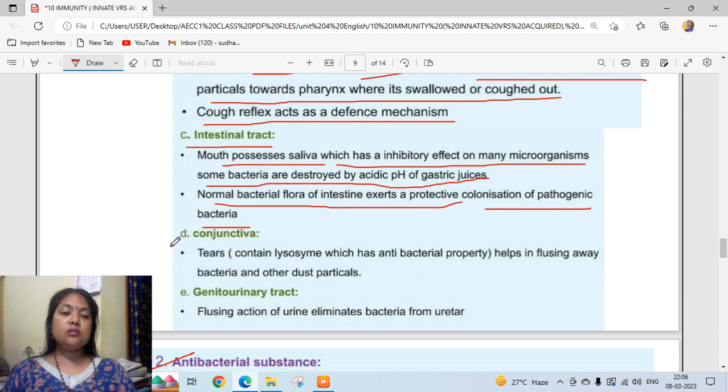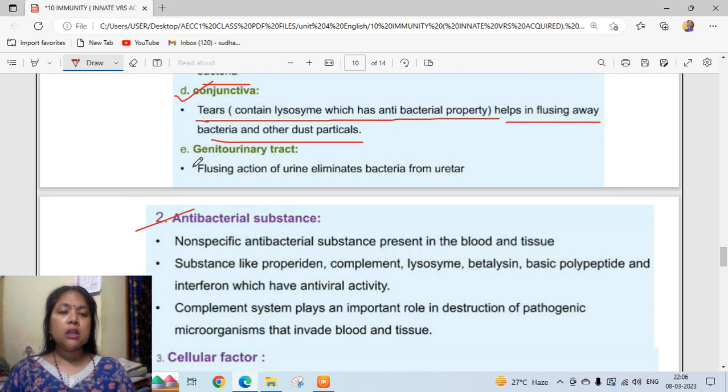Then another is the conjunctiva, where tears contain lysozyme, which has antibacterial property. When we cry, tears come, and these tears contain lysozyme. This lysozyme has antibacterial property and helps in flushing away bacteria and other dust particles also. Then the genitourinary tract: the flushing action of urine eliminates bacteria from the ureter.